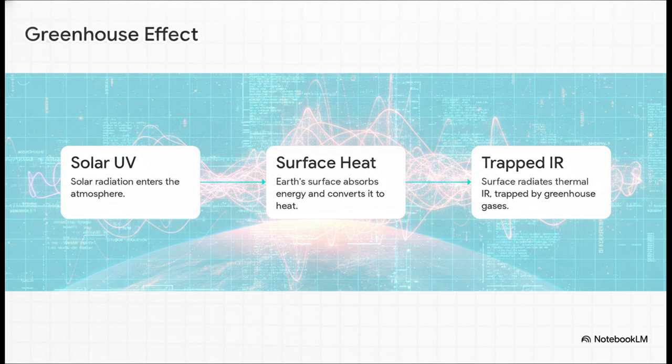While the incoming solar energy easily passes through, that outgoing converted thermal IR gets snagged by the molecular structure of greenhouse gases in our atmosphere, things like CO2, water vapor, and methane. They act like a giant invisible canopy, trapping the heat and keeping our planet habitable. But, of course, if you add more of those gases, you trap more heat.